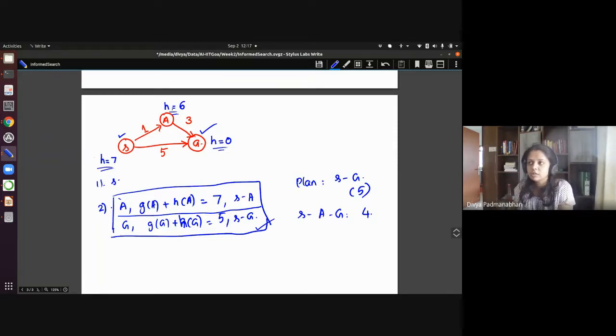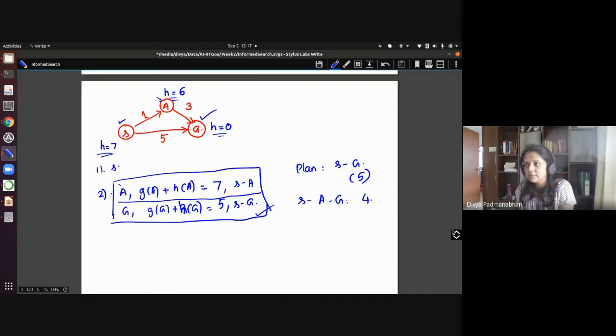Now for this state A, the actual distance from A to G is 3, but the heuristic is saying it is 6. So this is a problem. If the heuristic is going to exceed the actual value, then we are in trouble, because of the way the algorithm works, it will not pick out this element first. There'll be other elements it will pick out which are cheaper. So that's an issue here.